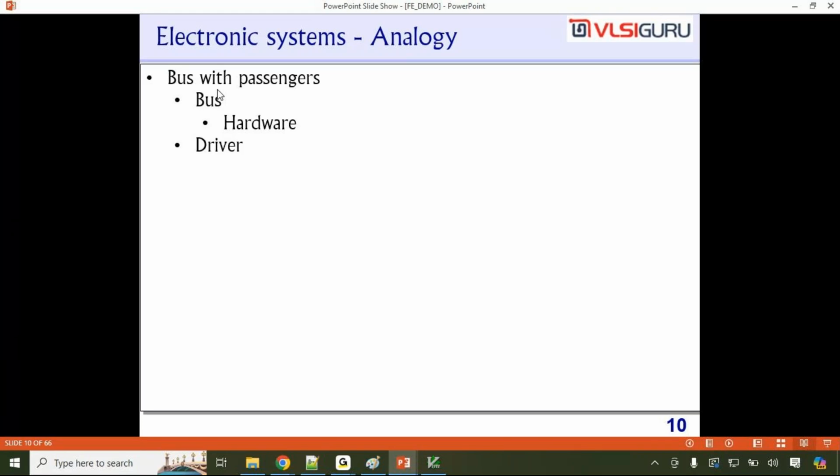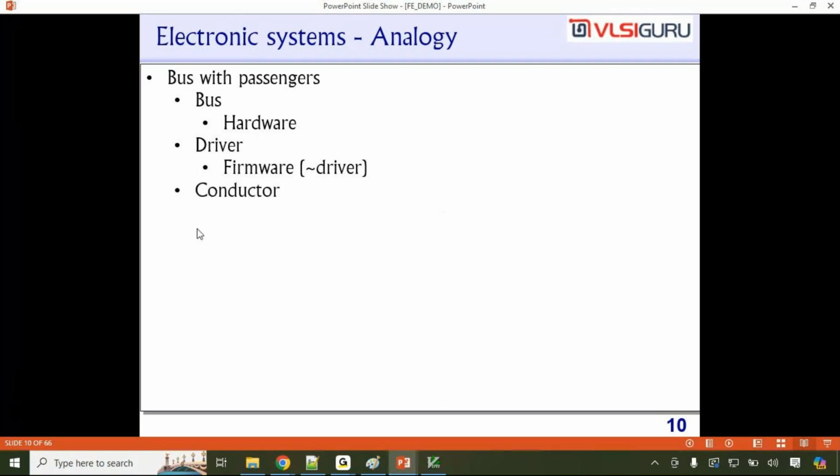You have a driver who controls the hardware, right? Who controls the bus? Is it the passenger? Is it the conductor? Is it the driver? Driver. That is the very reason even in firmware, they use the term drivers. Like they call USB drivers, they call HDMI drivers. Why? These drivers control the hardware behavior.